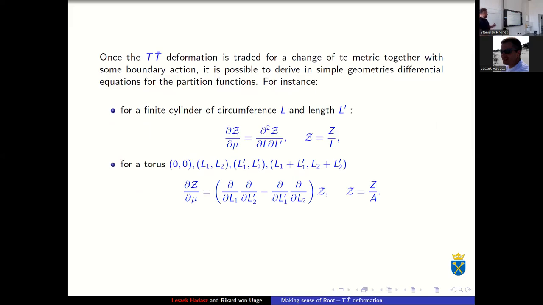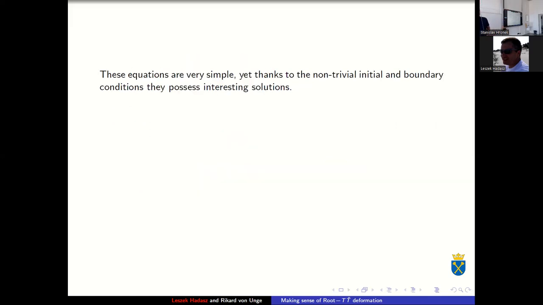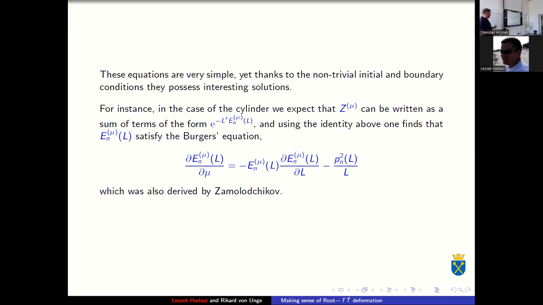So for the torus, you can get quite a simple differential equation. Z is the partition function divided by the area, and I'm not going to show you any details of it. As I said, I assume that some of you might have seen it, and for those who haven't, it's not really a point to give all the details of the relation. But I thought it's worth noticing.